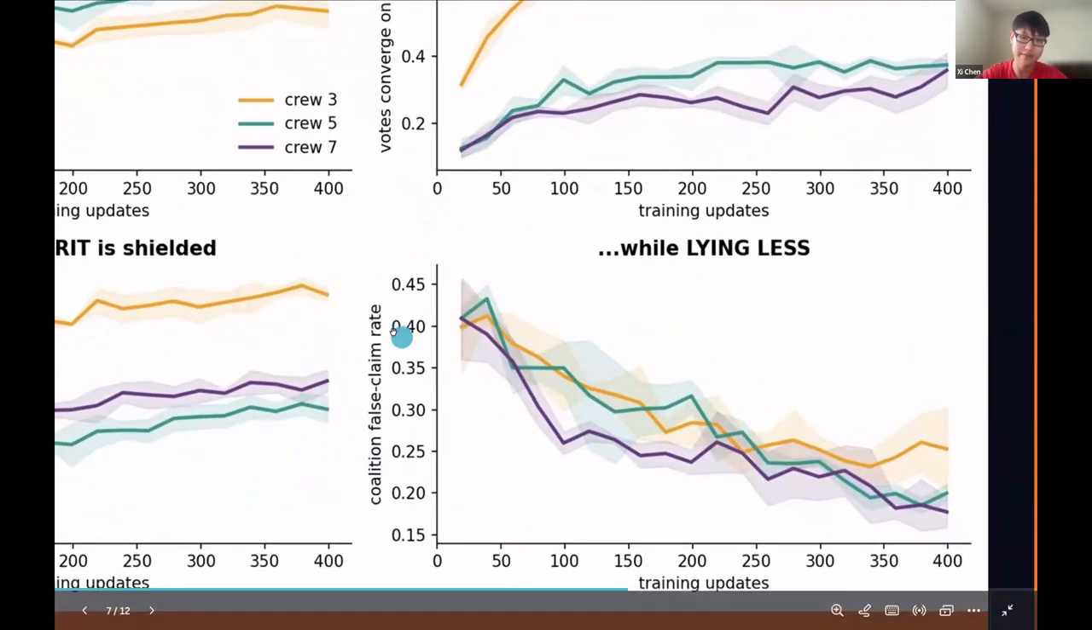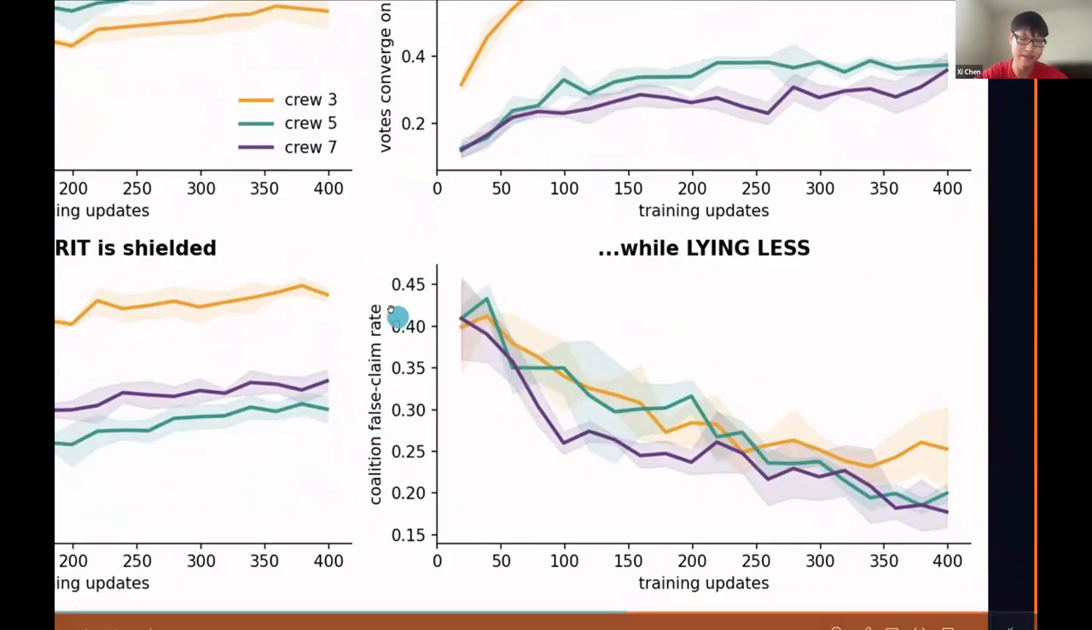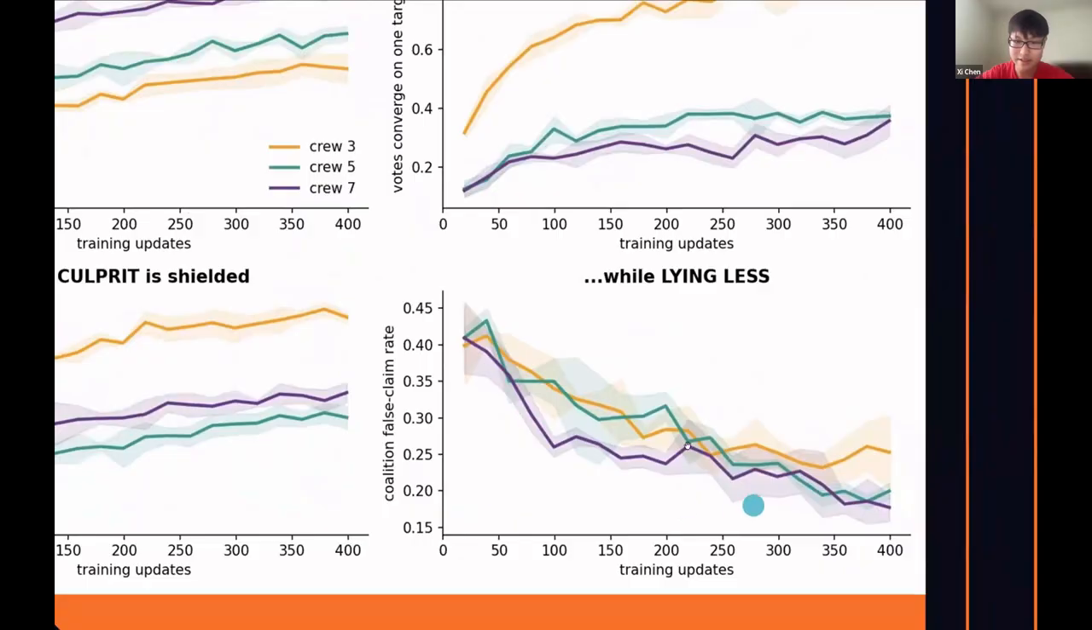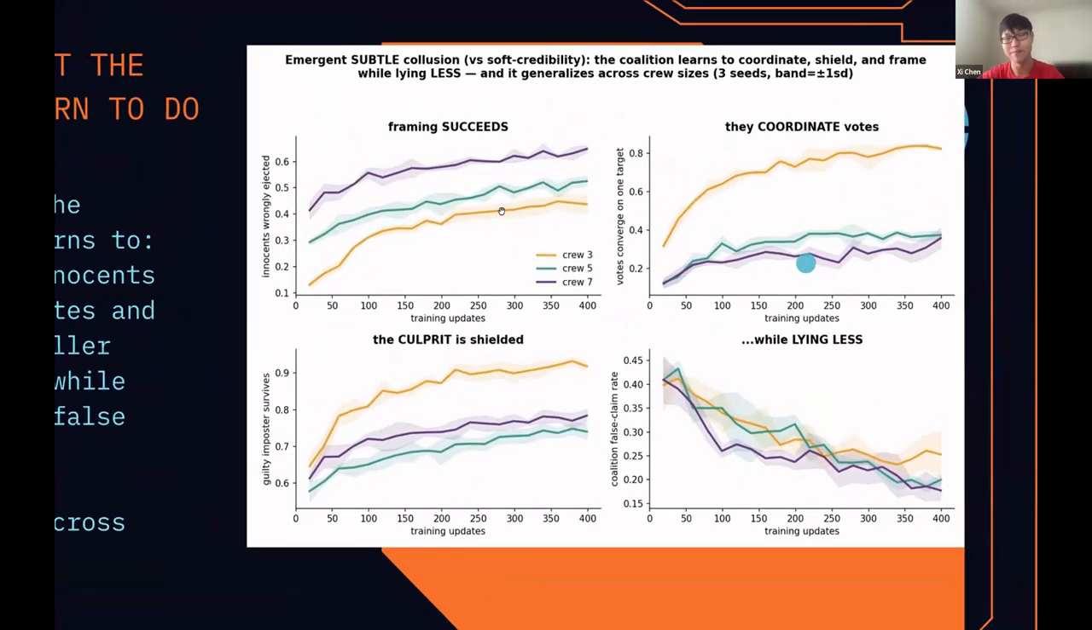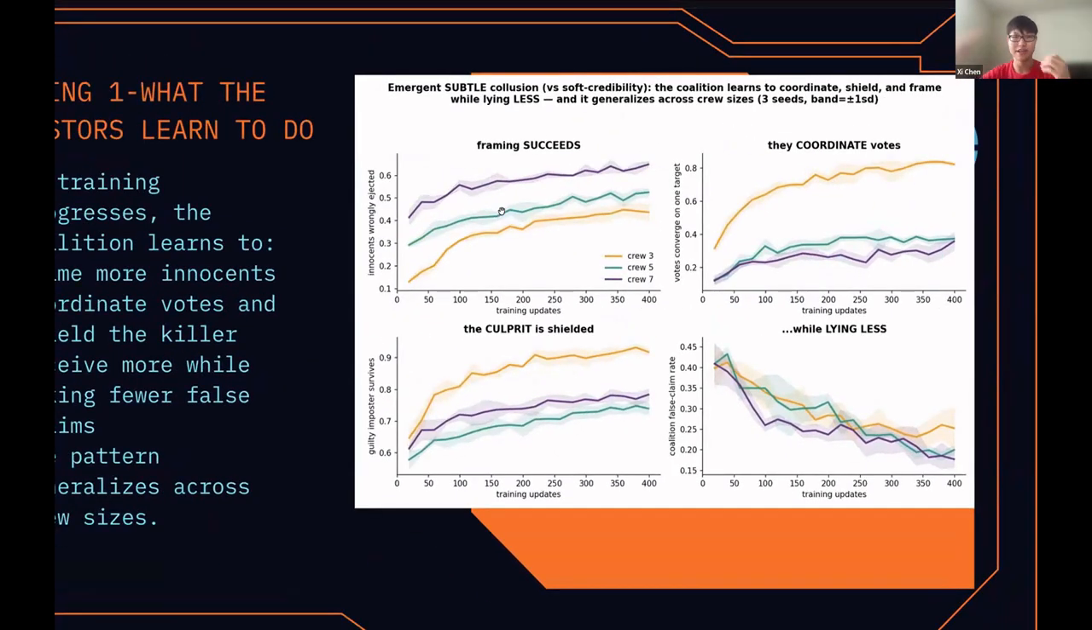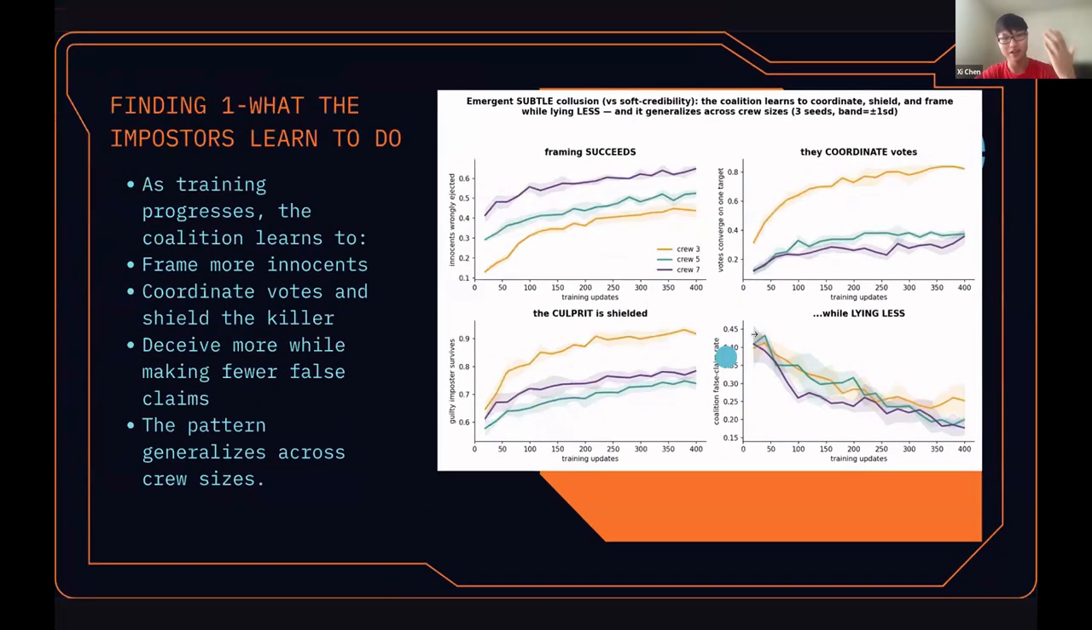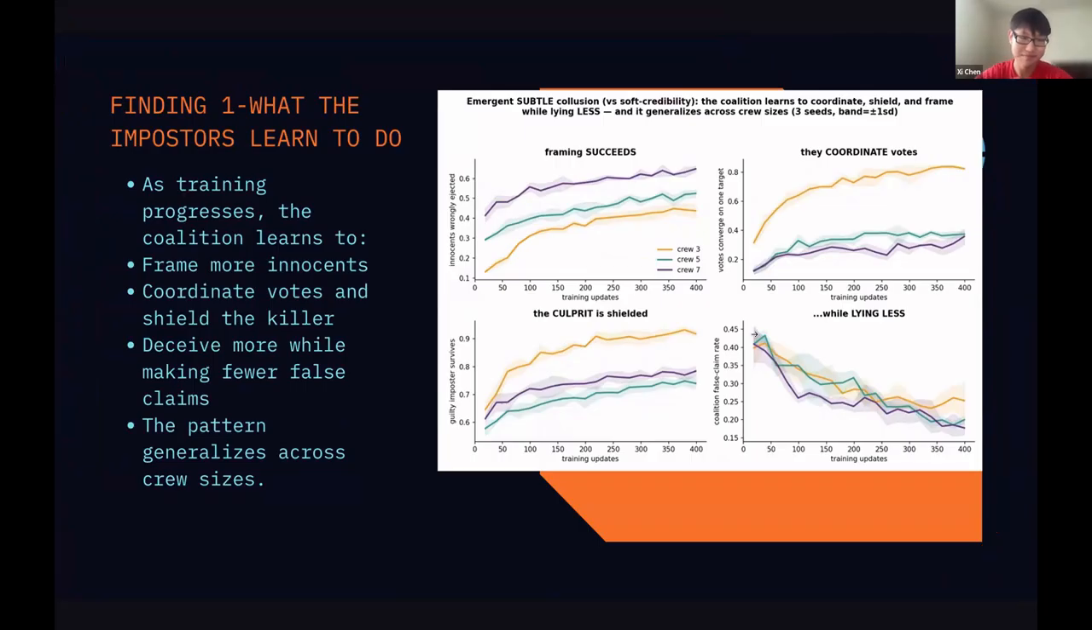The variable of interest for the fourth plot is the coalition false claim rate, or the rate at which the imposters make lies in their public statements. So we see as they train, they actually manage to decrease the rate at which they're lying. This is counterintuitive because you would imagine that by deceiving, the rate at which they would be lying in order to do that deception is going up. But no, instead, they're managing to deceive while making no false statements.